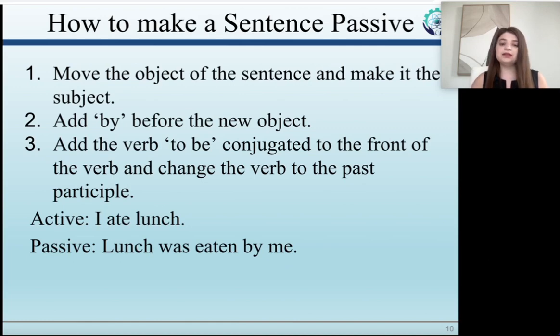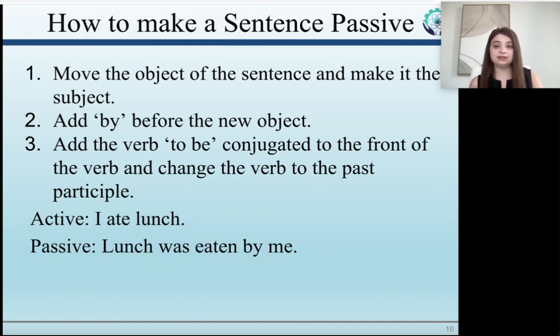And then last but not least, we need to change the verb. Instead of "ate," right? Instead of "lunch ate by me," we need to change "ate" to the past participle, which is "eaten." And we also have to add the verb "to be" conjugated, right? The "to be" conjugated would be "was," right? And the reason for that is because lunch is a singular thing, right? A lunch. And also we need to use past tense because "ate" is past tense, right?